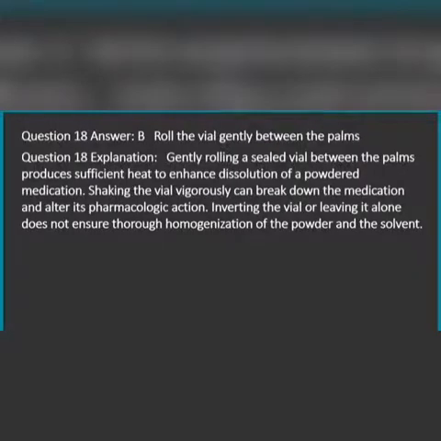Question 18. Explanation: Gently rolling a sealed vial between the palms produces sufficient heat to enhance dissolution of a powdered medication. Shaking the vial vigorously can break down the medication and alter its pharmacologic action. Inverting the vial or leaving it alone does not ensure thorough homogenization of the powder and the solvent.